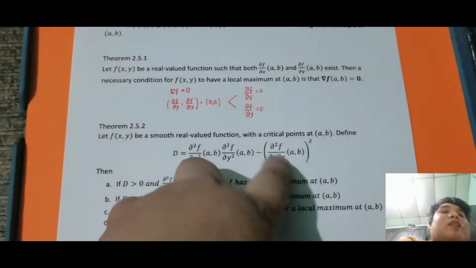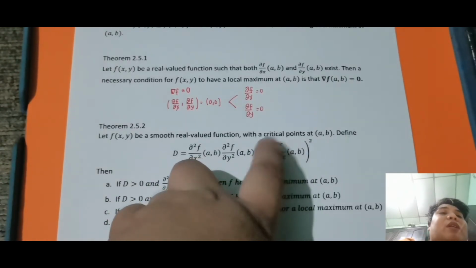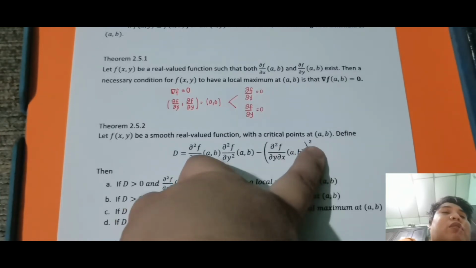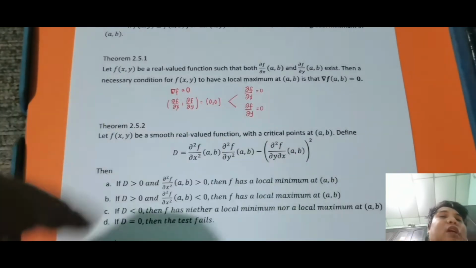Minus yung ating mixed partial derivative. So, the mixed partial derivative is partial derivative of f with respect sa y and with respect sa x of a, b. So, una, with respect muna sa x, then sunod with respect sa y, then square ko. Okay, so again, yun yung D. Ngayon, dun nakadepende yung D.